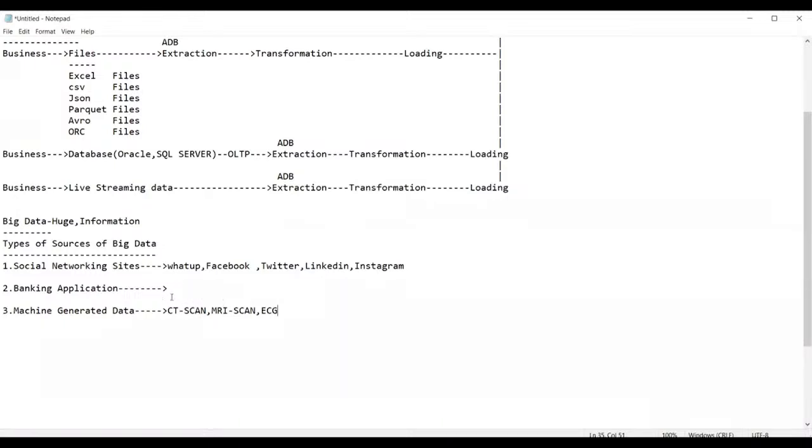That means a massive amount. The CT scan machine generates a very massive amount of data. So that is nothing but called machine generated data. Any machine which generates data is called machine generated data. That's it.